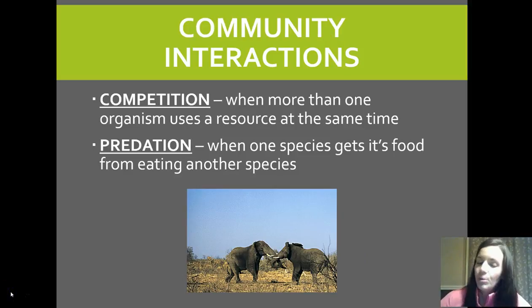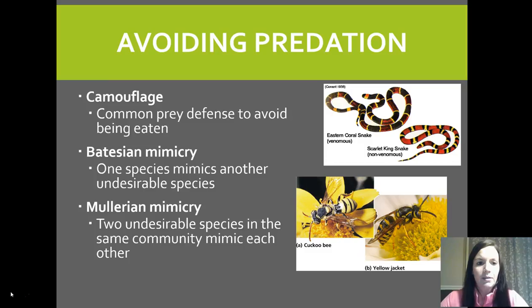2 other common community interactions that we'll discuss are competition versus predation. Competition is just when more than one organism is using a resource at the same time. And this can be between individuals of the same species or between different species. Predation, on the other hand, is when one species gets its food from eating another species.